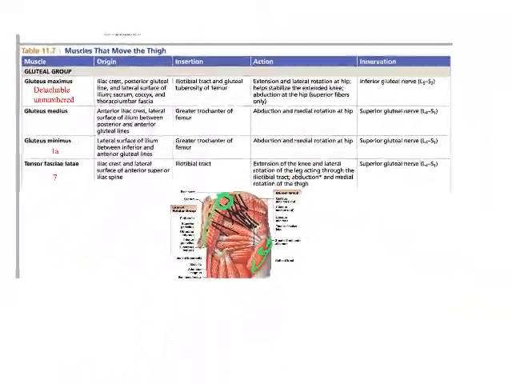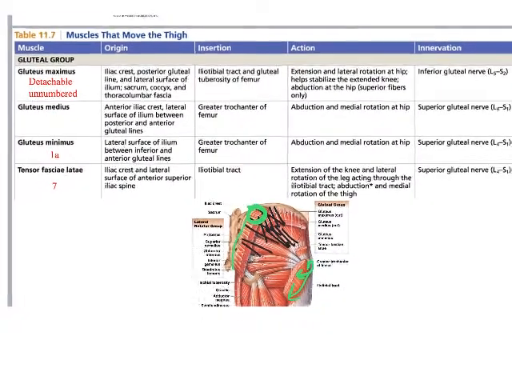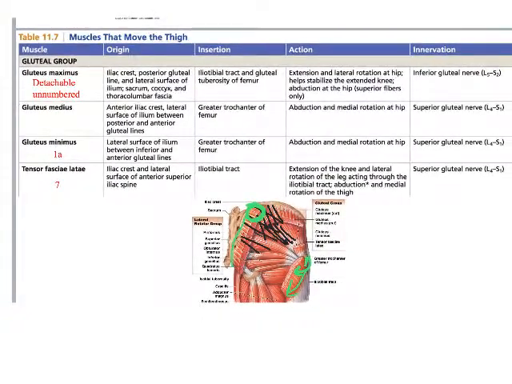Okay, if we continue down to gluteus medius, see if we can get that into view. You can see that it does abduction and medial rotation. Gluteus minimus does abduction and medial rotation. So you can see these two really have the same function. That should be easy to remember.